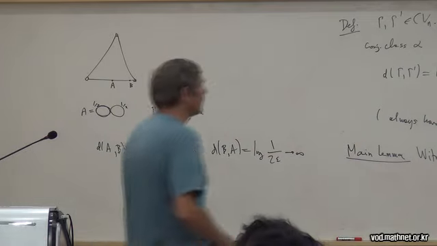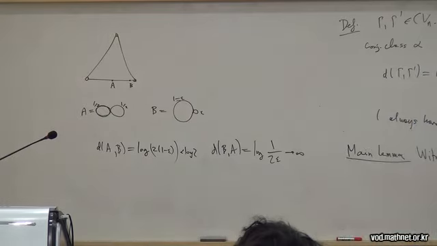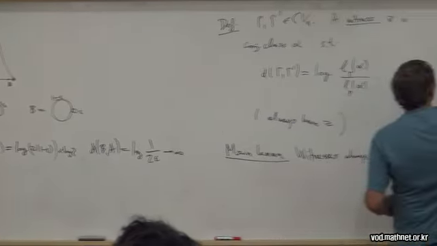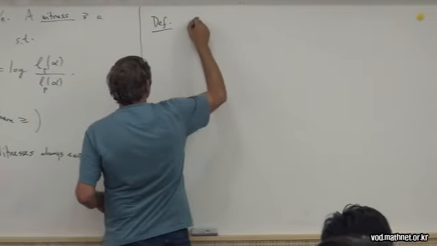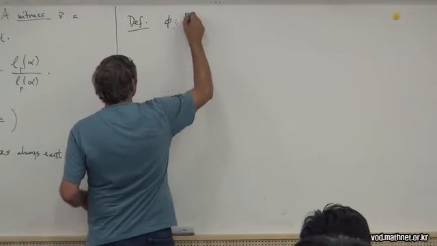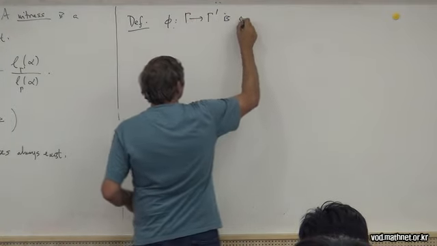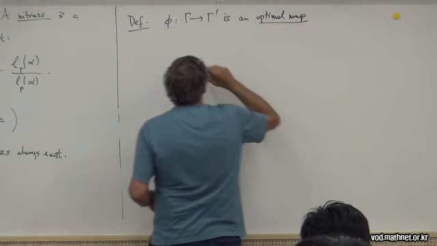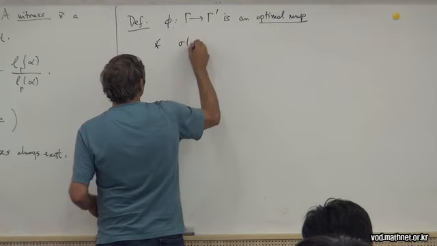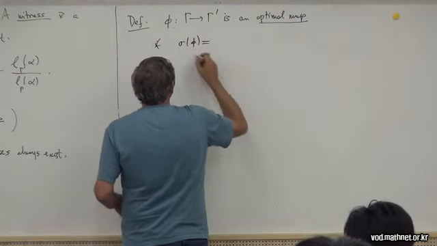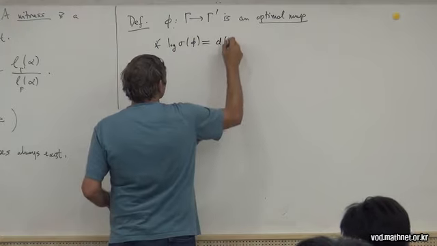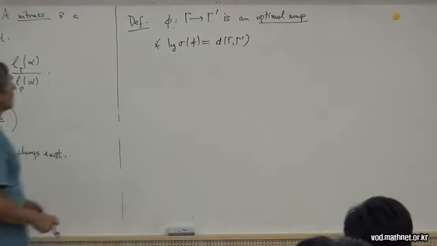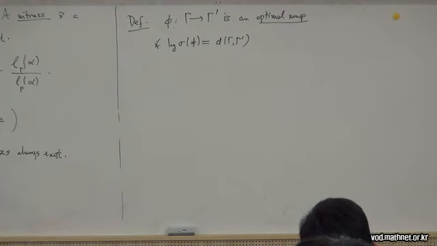Okay, well, maybe we'll start with a certain definition. This is towards the proof. First of all, phi from gamma to gamma prime is an optimal map if log sigma of phi is equal to the distance from gamma to gamma prime. In other words, if phi realizes the Lipschitz constant, then you call it an optimal map. You cannot do better. This is the best Lipschitz map you can have. And these are not unique, as we saw.